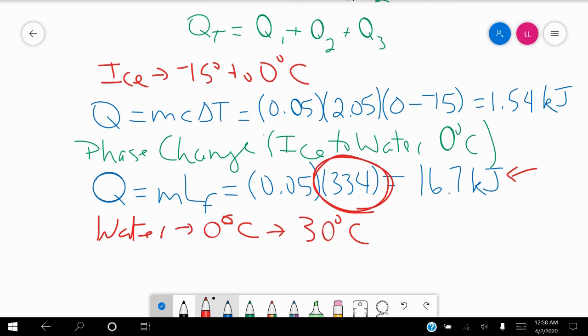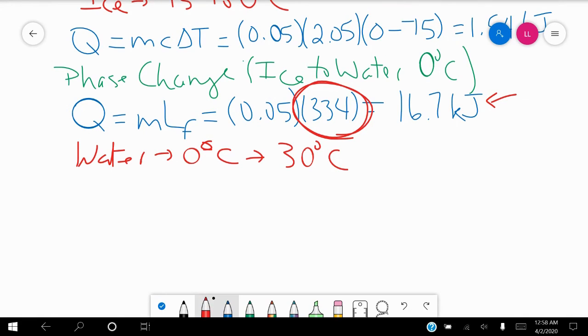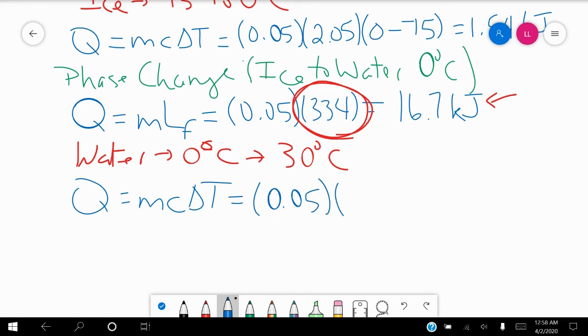You don't have to make these conversions because remember, change in Kelvin is also a change in Celsius. So if they give you the units of kilojoules per kilogram times Kelvin, it's the same thing for the temperature because it's a temperature difference, not an absolute temperature. So here we have another MCAT. So Q equals MC delta T. Again, 0.05 kilograms. The C for water is 4.186. And then we have a temperature change of 30 minus 0. And it's going to give us a heat added of 6.28 kilojoules.